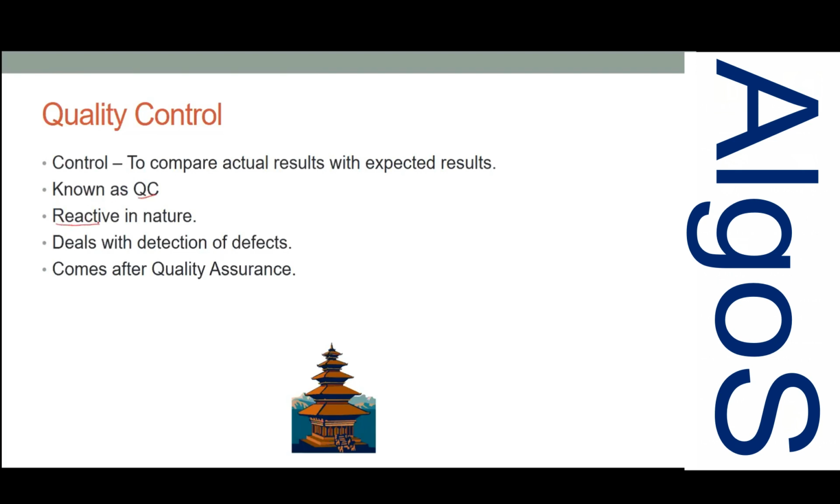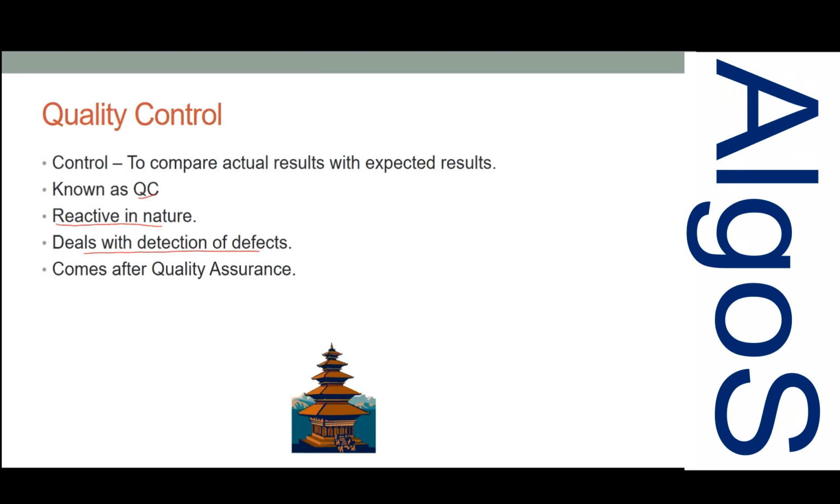It is reactive in nature. Reactive in nature means this is something you do after the software is ready. Quality assurance is proactive in nature, which means it is done before the software is made. Quality control is reactive in nature. This is done after the software is ready. It deals with detection of defects. The main aim of quality control is to find out defects which exist in a software.